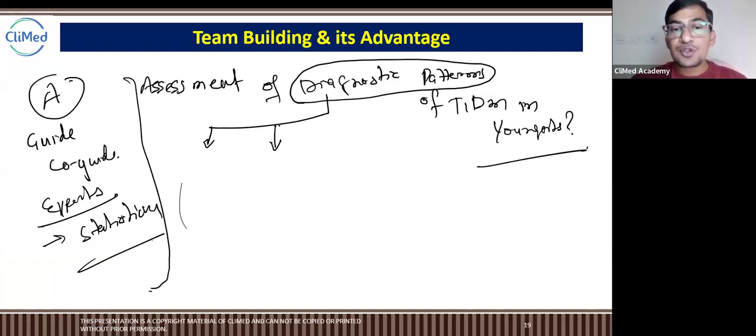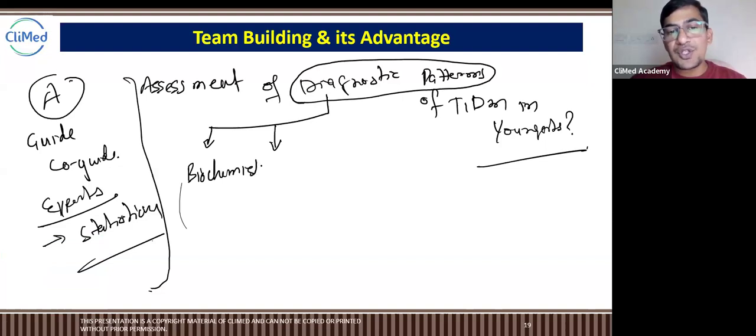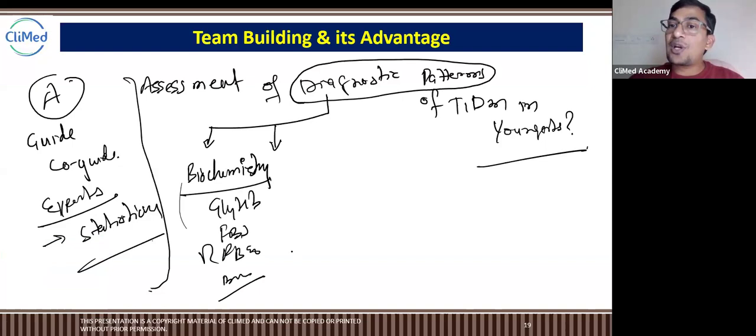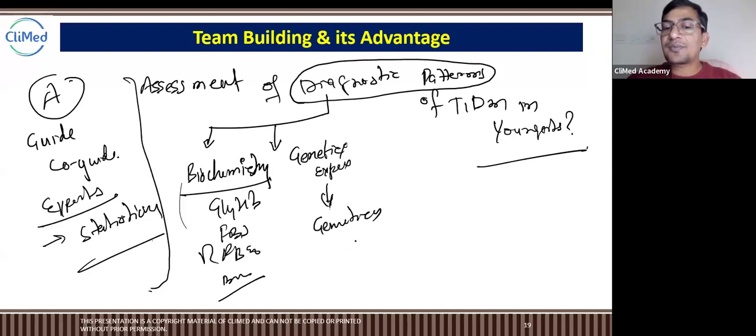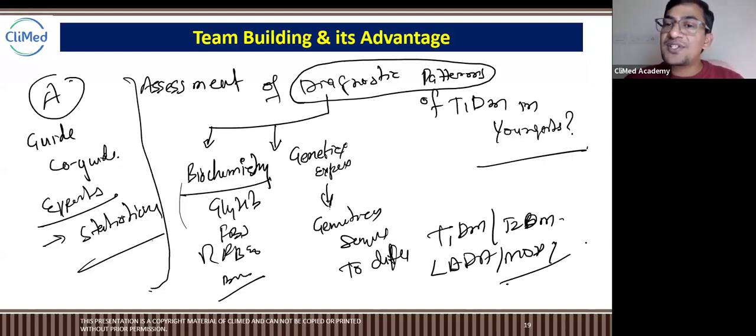See, the first thing he needs is someone from biochemistry who can perform HbA1c, FBS, PPBS, all the biochemistry biomarkers. Then he may need a geneticist, a genetics expert who can do the genetic sequencing to differentiate between type 1 diabetes and type 2 diabetes mellitus, LADA, and MODY. These are the young diabetes. So who will differentiate for us? We may need one person from genetics who can help us.